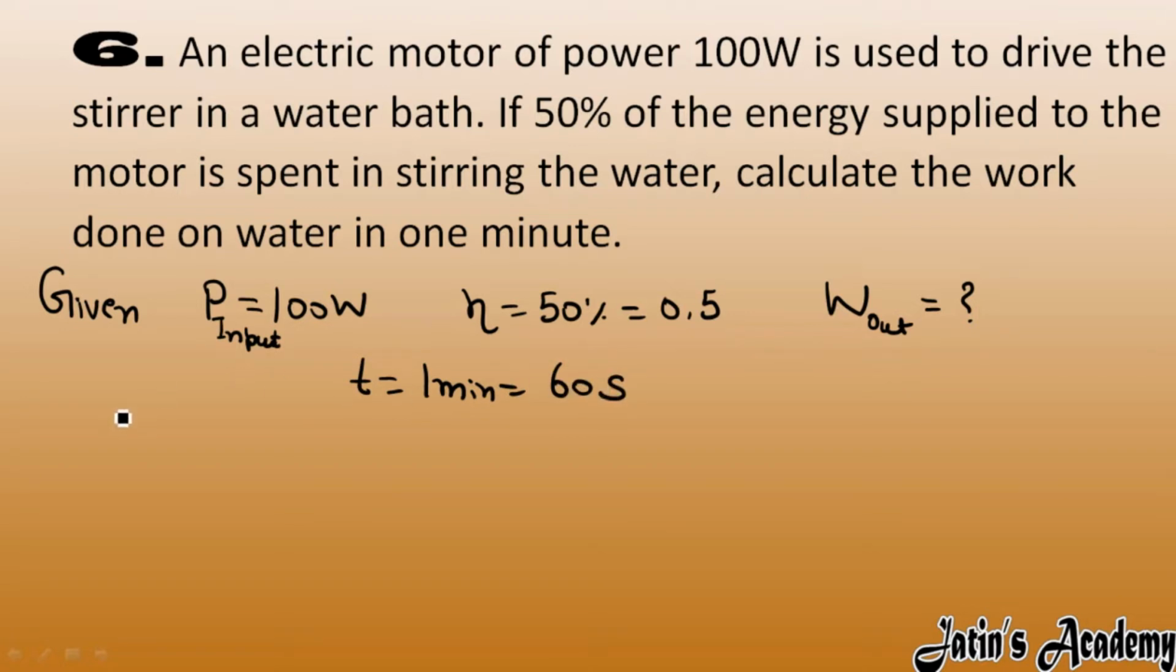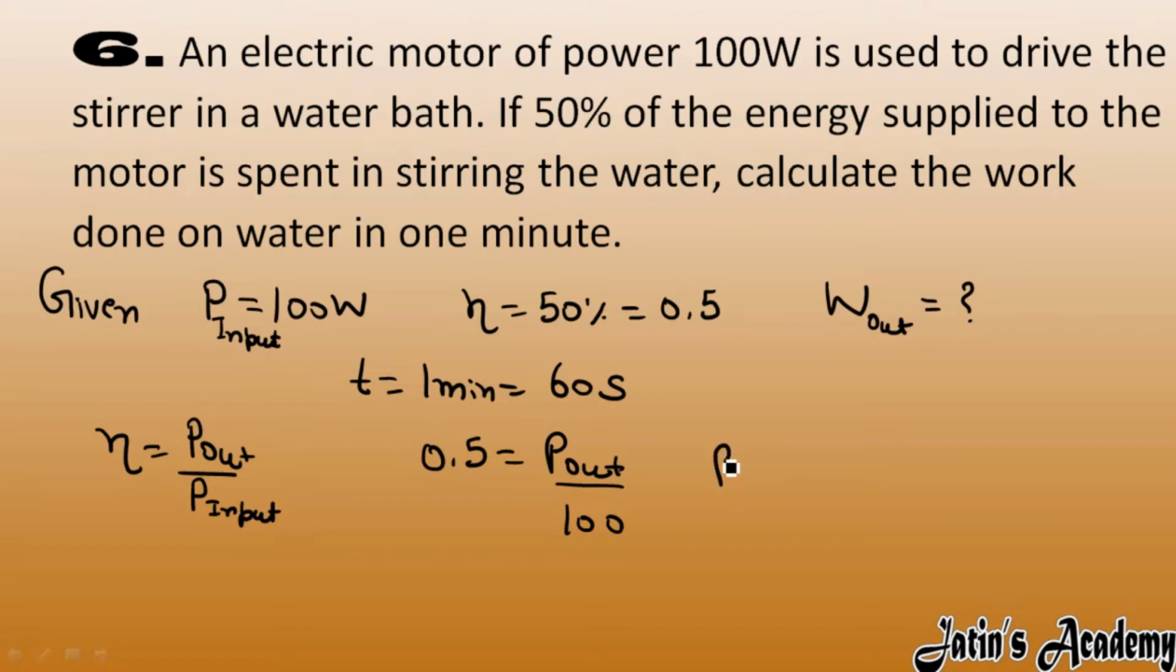Now we have to use the efficiency formula. We have power output over power input. This is the SI efficiency formula. Efficiency we have 50%. Power output we basically have to calculate. Power input we have 100 watt. So power output in this case we got as 100 into 0.5, which is 50 watt.